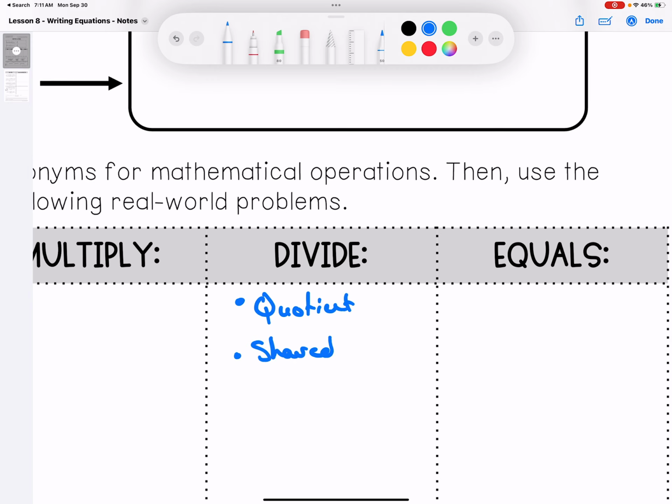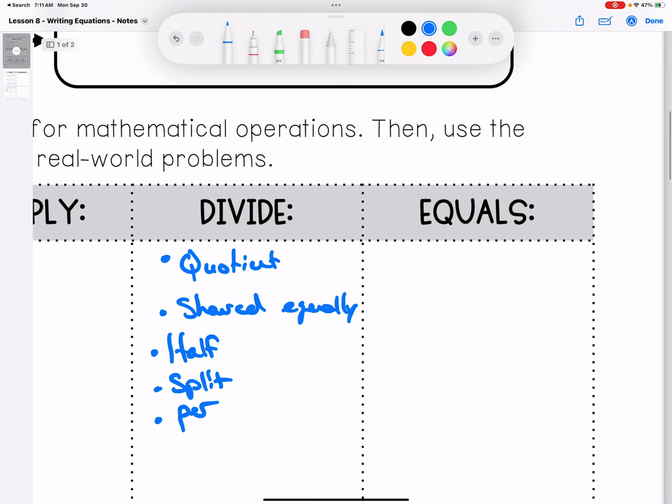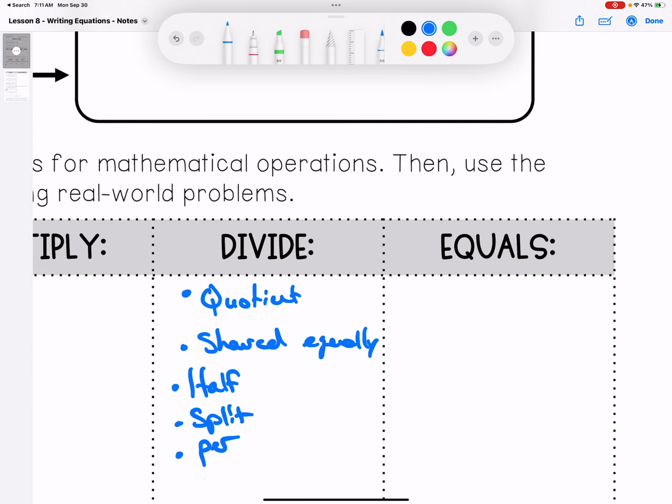Shared equally. Half. Split. And sometimes per. So per can be multiply or divide. Equals, is, same, total.